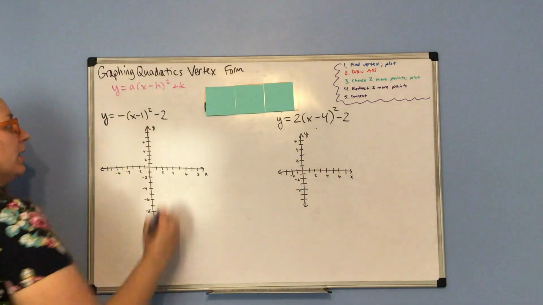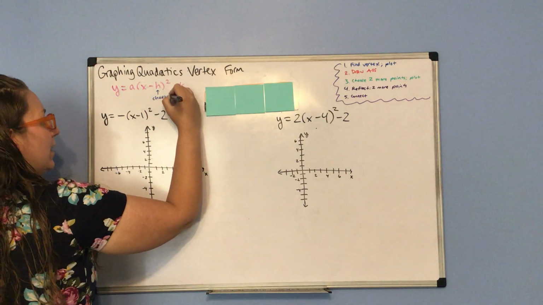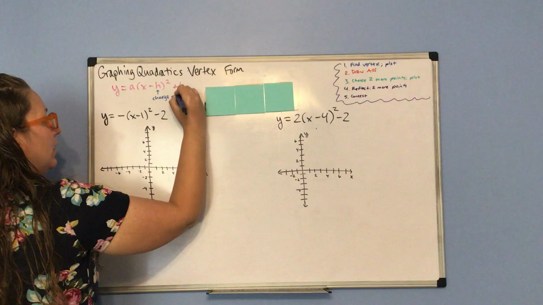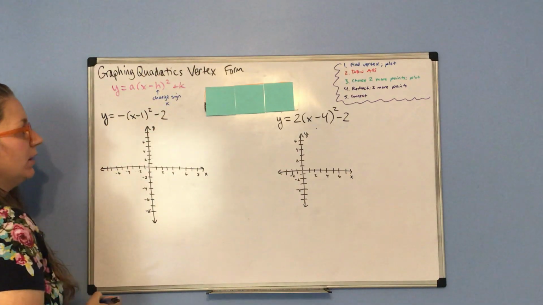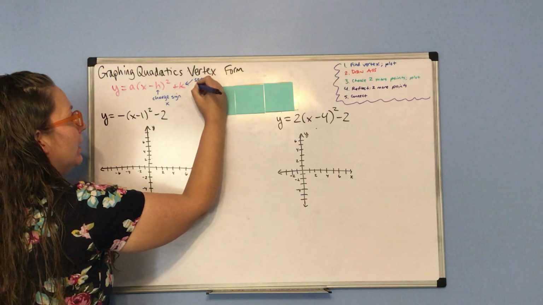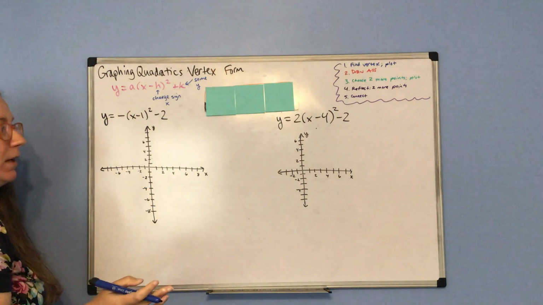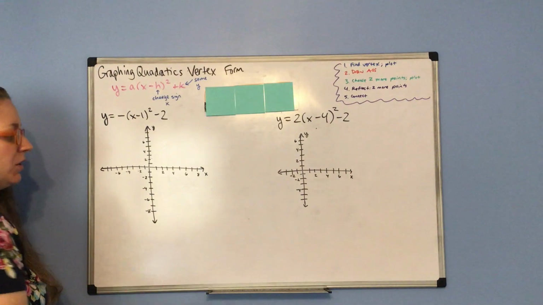To find our vertex, when we're in vertex form, we change the sign of whatever the h number is, and that becomes the x coordinate of our vertex. We keep the k number the same, and that becomes the y coordinate of our vertex. So I'll just do a couple of quick examples for you for finding the vertex.